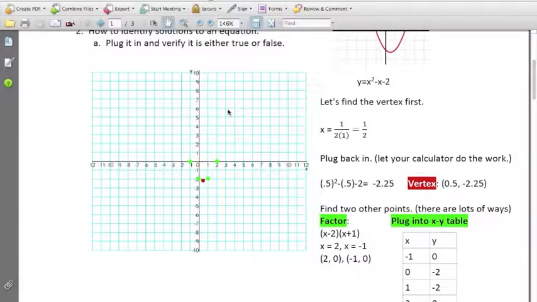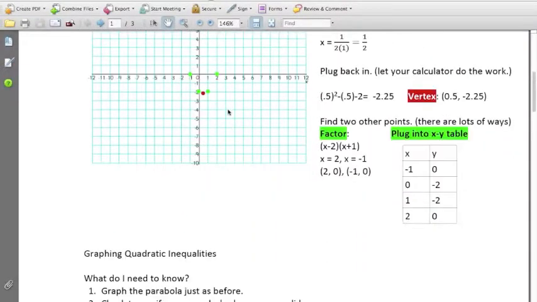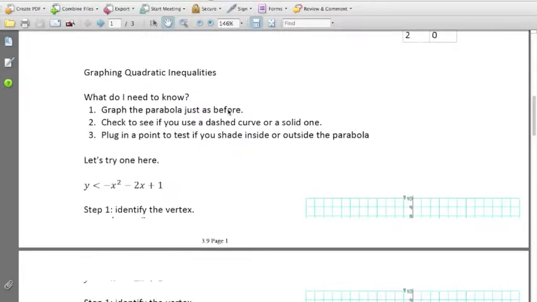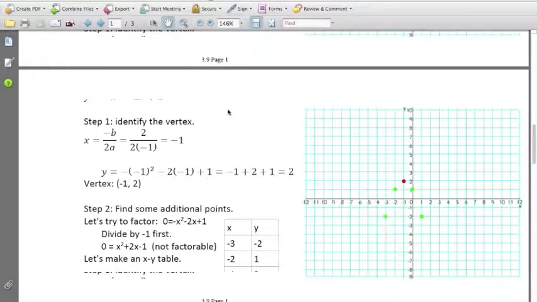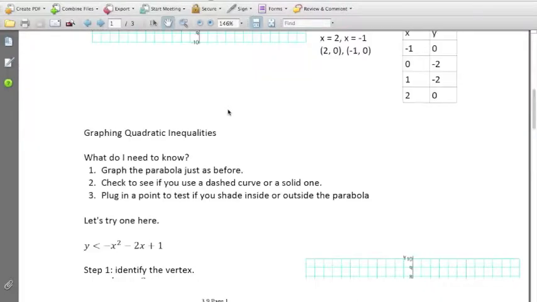We're going to go on and talk about inequalities now, to get to the real information. So let's pull back just a second. What we're going to be looking at here is an equation. What do I need to know? Well, number one, I need to know how to graph a parabola, just like we talked about. Number two, I need to know whether I'm going to be using a dotted or dashed curve, or a solid curve. The last thing I need to determine is whether I'm going to shade above my graph or below the graph.